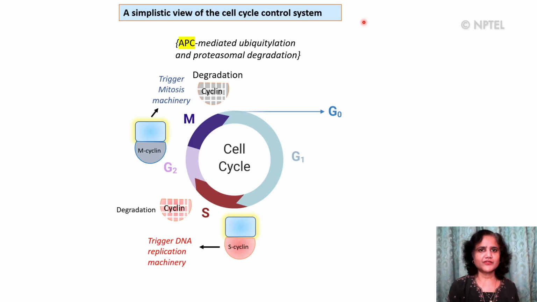Another important event within mitosis is the metaphase to anaphase transition, which results in the separation of sister chromatids, and this is brought about when APC, the anaphase promoting complex, that's an E3 ligase, triggers the destruction of securin, and this activates the separase enzyme that can cleave the cohesin complex that holds the sister chromatids together.